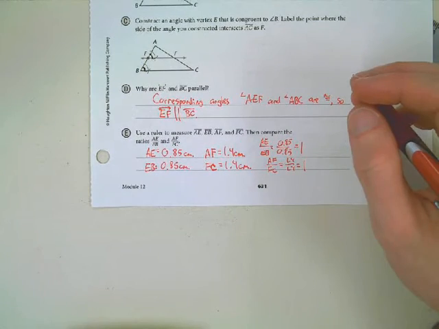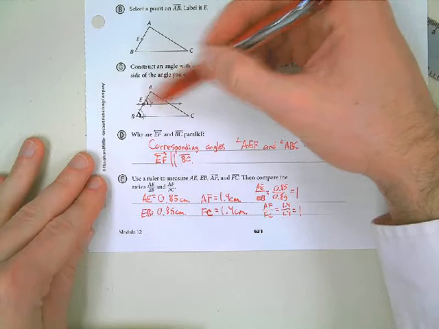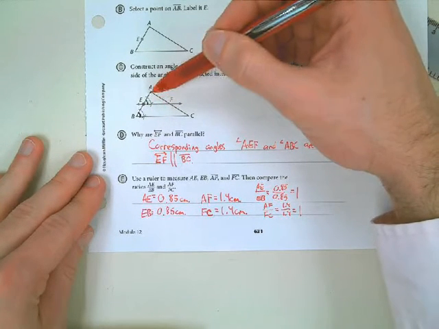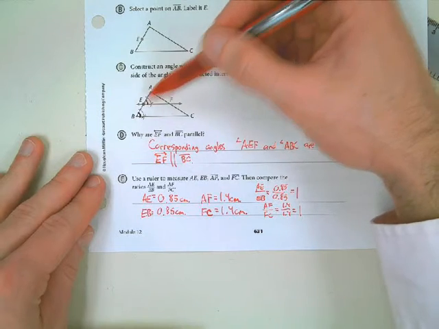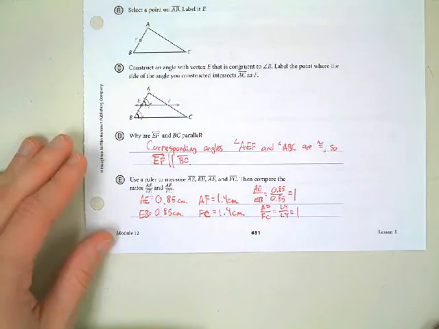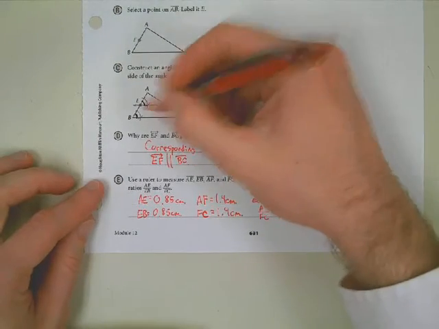Okay, so this parallel line, this line that cut our triangle, that split the two sides of our triangle, it looks like it split it into the same ratio, right? AE over EB is the same as AF over FC. Interesting.